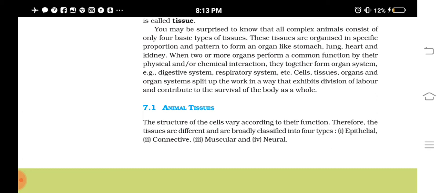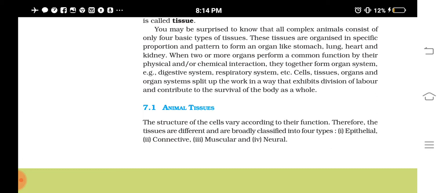And you can see that cells, tissues, organs and organ systems split up the work in a way that exhibits division of labor. Division of labor means that work is divided among the different types of tissues. So different tissues are doing different functions, and they come together to form organs, and organs form the organ system.